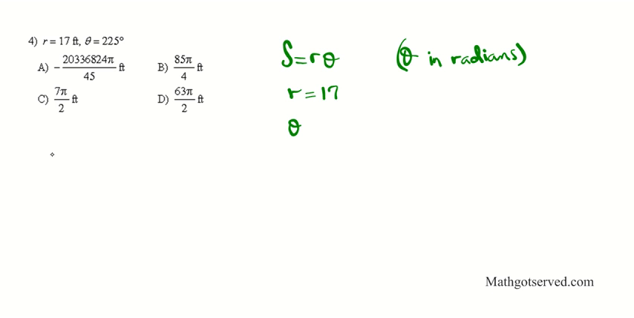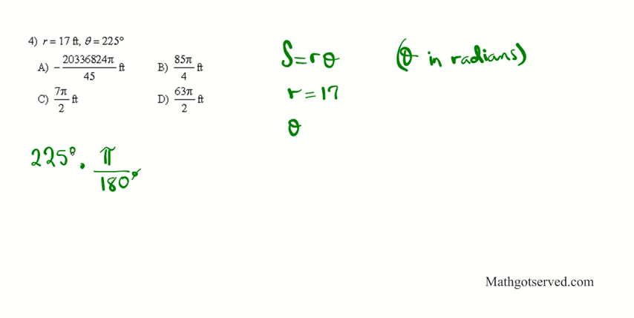r is 17 feet and theta is 225 degrees. We know the formula S is equal to r theta. R is 17. Theta is, uh-oh, we have a problem. Remember, theta has to be in radians in order to use this formula. Theta is in degrees here, so we must convert, okay? So 225 degrees, we're going to multiply by the conversion factor, which is pi over 180 degrees. We know 180 degrees and pi are the same, so what I'm doing here is just multiplying by 1, but this version of 1 actually converts this number conveniently for me, okay?